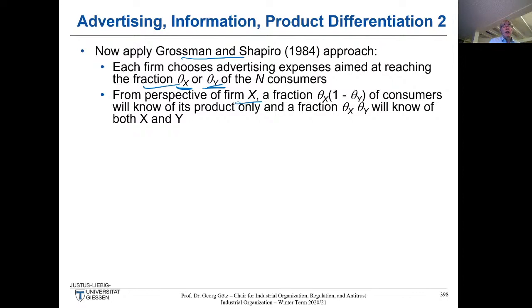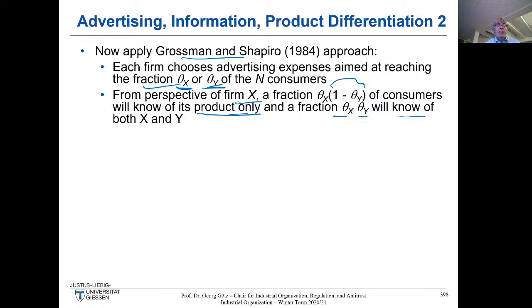Suppose also that firm Y also invests theta Y equal to one half, then it's clear that of these one half people who receive, one half will have got the ad by firm Y and the other half not. So theta X times one minus theta Y. So these are the consumers who know only product X. And a fraction of theta X times theta Y will know of both X and Y.